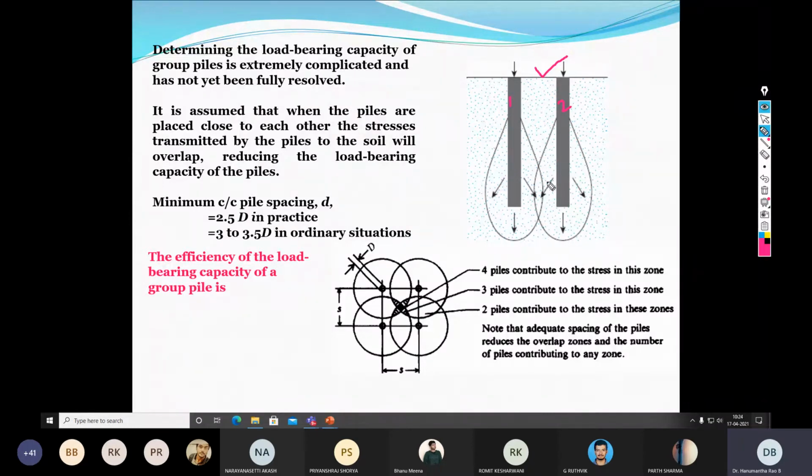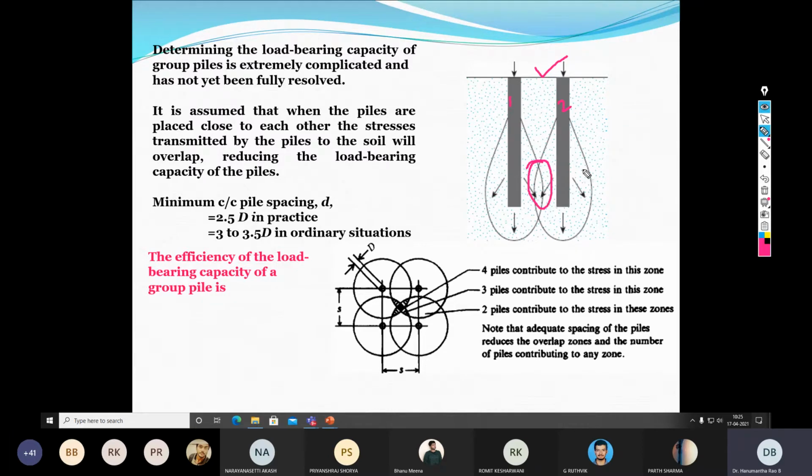But if you look at the soil which is between the two piles, this pressure bulb indicates the volume of the soil that experiences the load coming from the superstructure or pile. Now, the soil in between the two piles, where the overlap of the pressure bulb can be seen here. So what is the meaning of this?